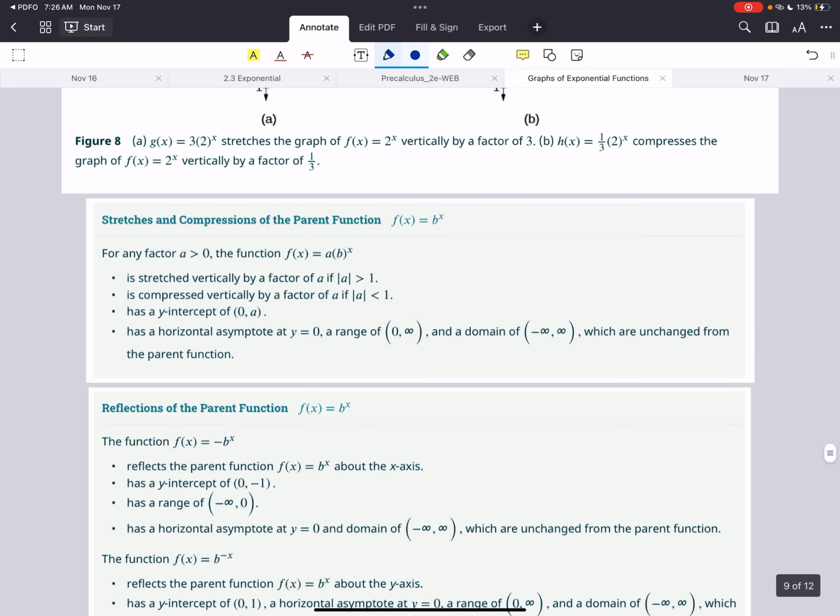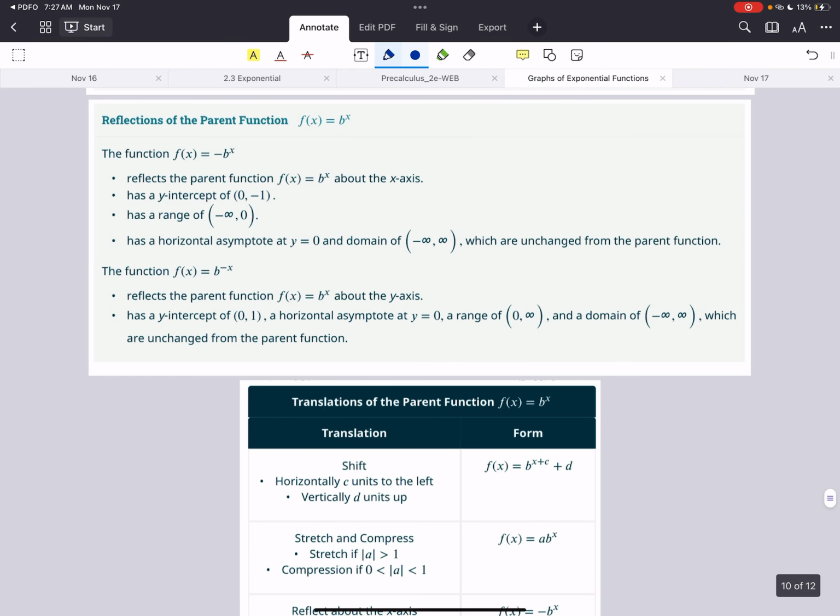They're mentioning that it's compressed vertically by a factor of a if the absolute value of a is less than 1. Basically, the absolute value of a is going to be between 0 and 1, so it's compressed vertically. And if the absolute value of a is greater than 1, it's simply stretched vertically.